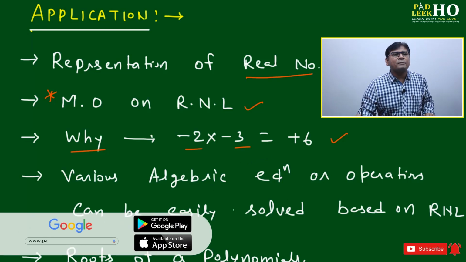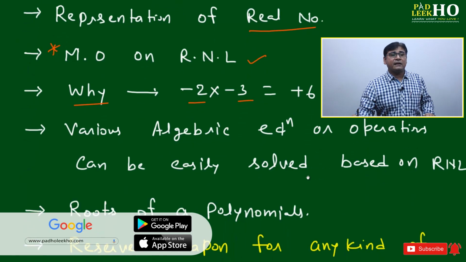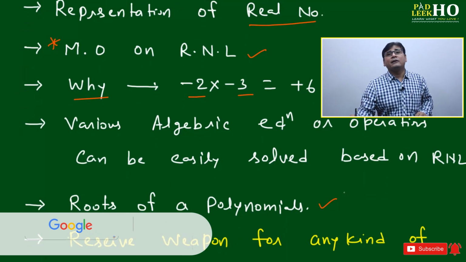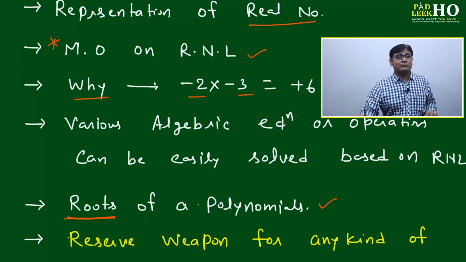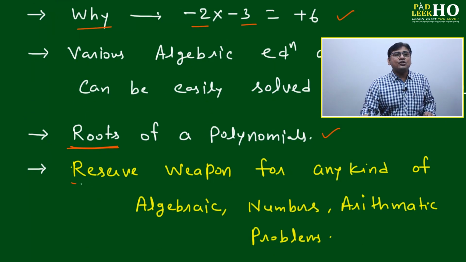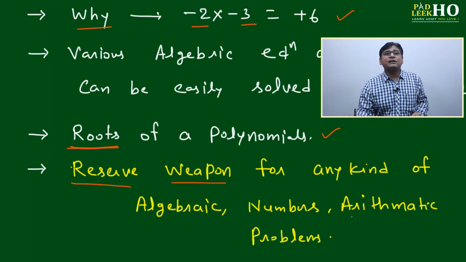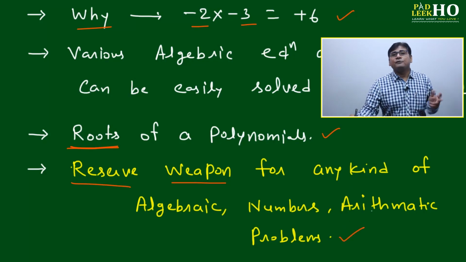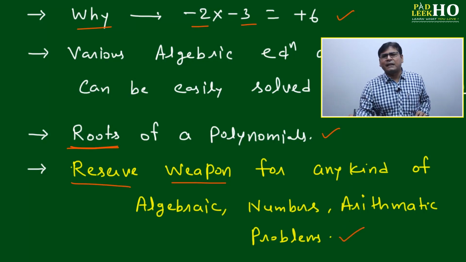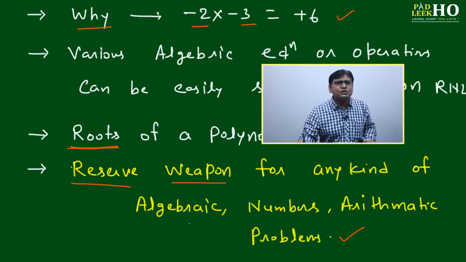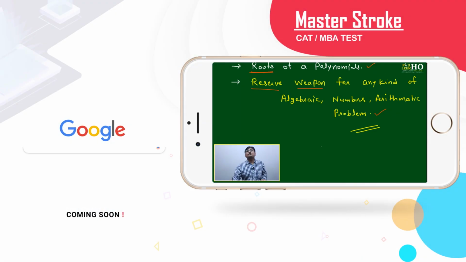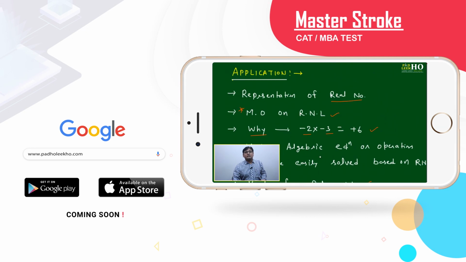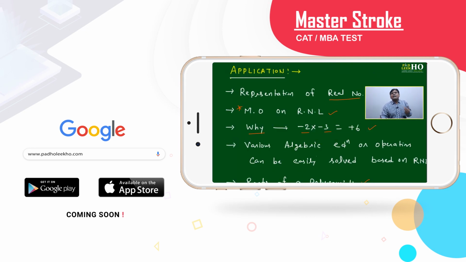Various algebraic equations or operations can be easily solved based on the real number line. You will be able to find roots of a polynomial if you are very good at the real number line, and this is one of the essential understandings during your algebra preparation. And most important, it is your reserve weapon for any kind of algebra, arithmetic problems, any kind of problem. If you are not able to understand head or tail, just apply the real number line, try to figure it out, and you will get some idea. I'm 100% sure you will get some idea. This real number line is one of the most important master strokes for your CAT preparation. Just try to understand it fully and use it as much as possible. It is helpful during your entire CAT preparation.